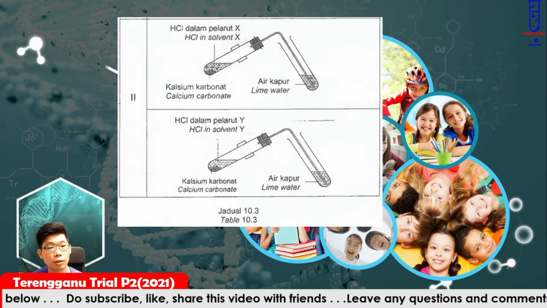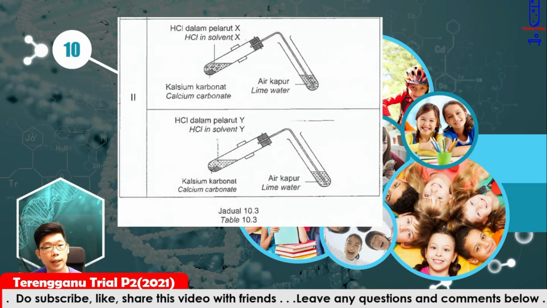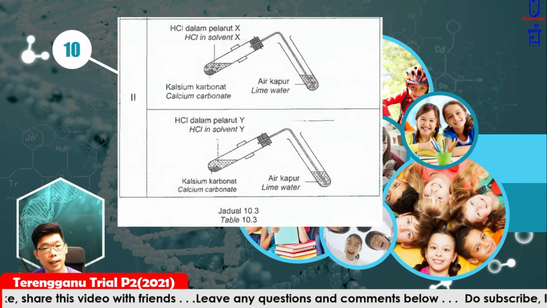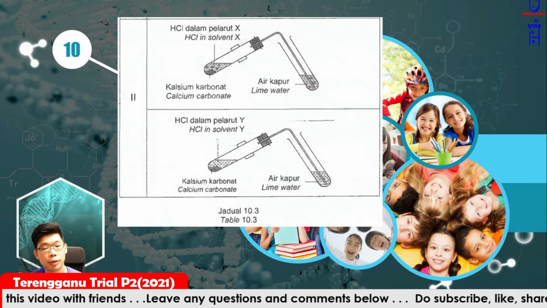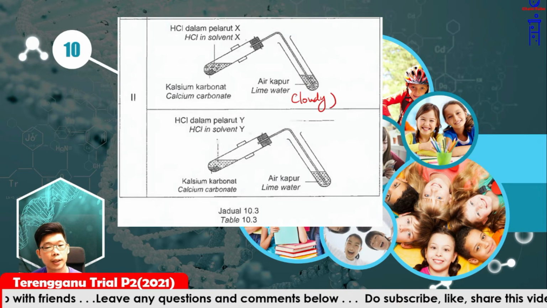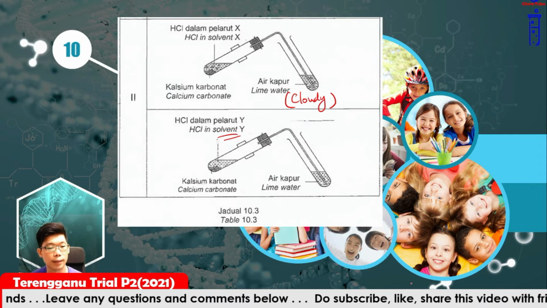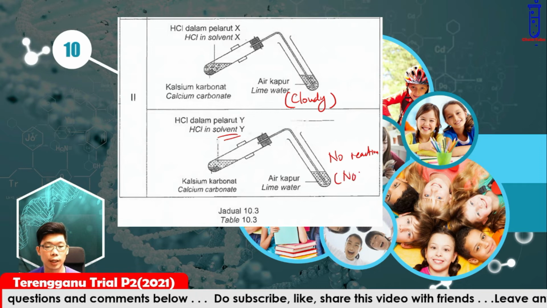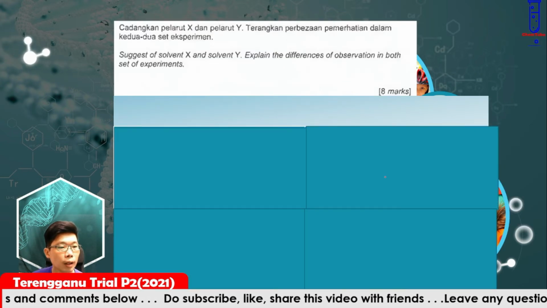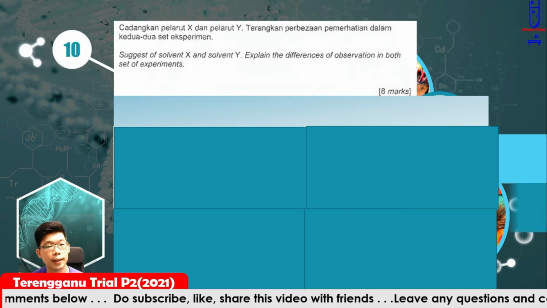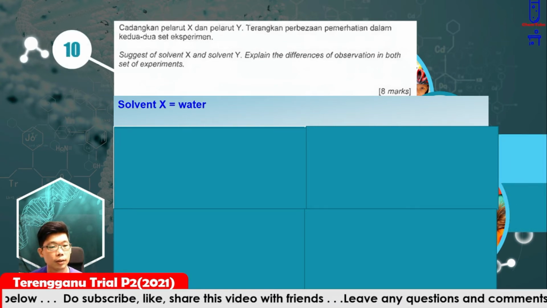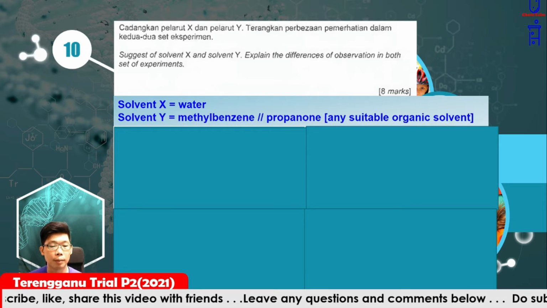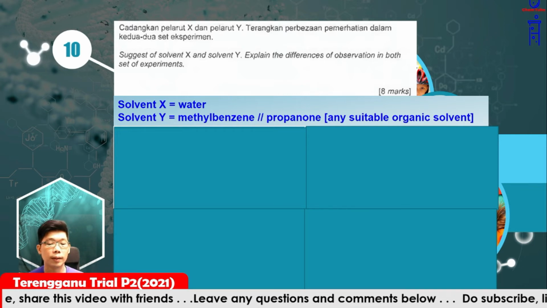Now reaction 2. Hydrochloric acid in solvent X, which is water, can release bubbles of gas, which are connected to lime water, so the lime water turns cloudy. But this one has no reaction, because there are no hydrogen ions. Now suggest solvents X and Y. Solvent X is water, solvent Y is methylbenzene, propanol, and so on. Choose any suitable organic solvent.